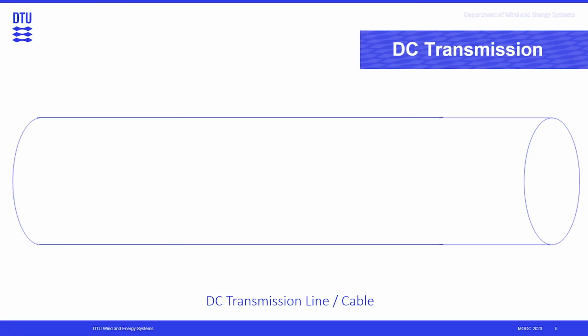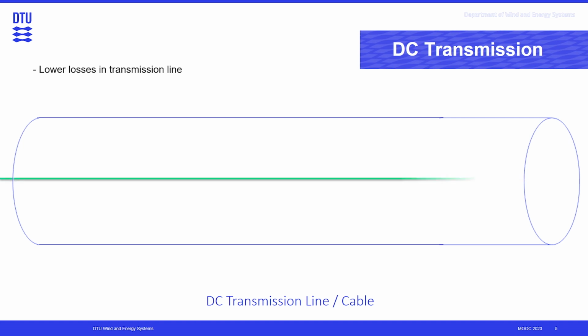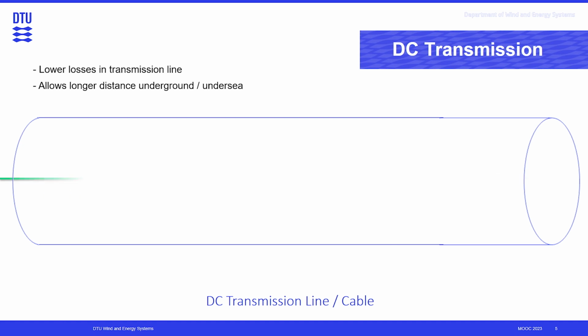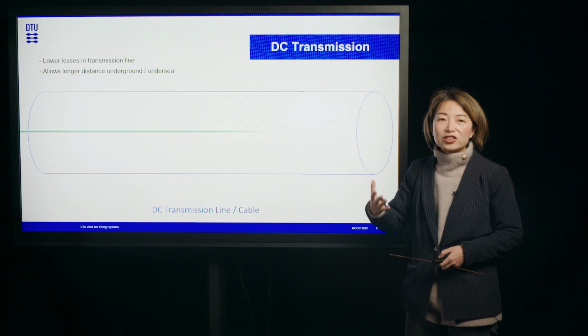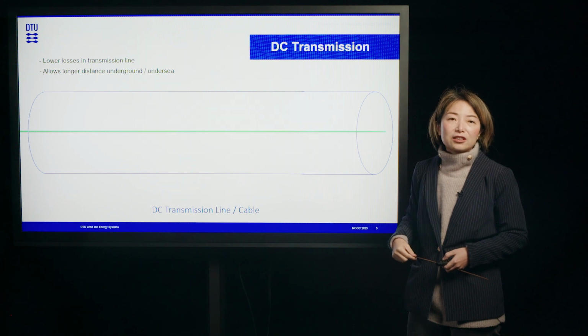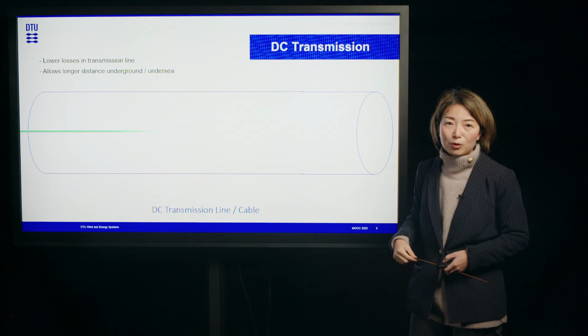Compared to the AC transmission, the DC current is a lot simplified. Due to this simplified waveform of the DC current, the heat loss in the DC transmission is much lower. And DC transmission allows longer distances for underground and undersea cables before you have to inject a significant amount of reactive power into the system.